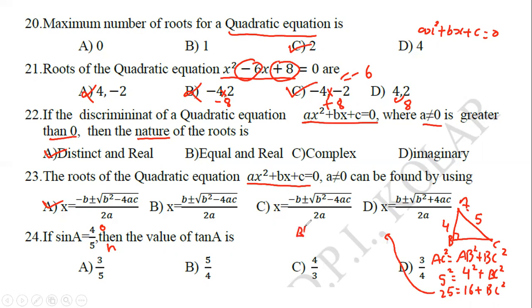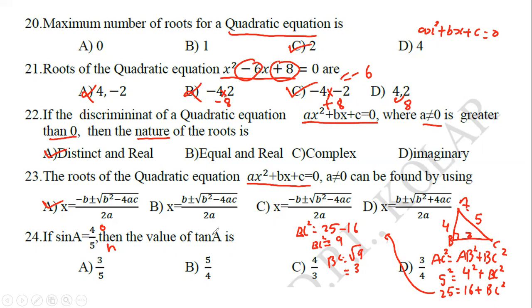BC square is equals to 25 minus 16. 25 minus 16 is 9. So BC square is 9. So BC is equals to root 9. So you will get 3. Then this value is 3.